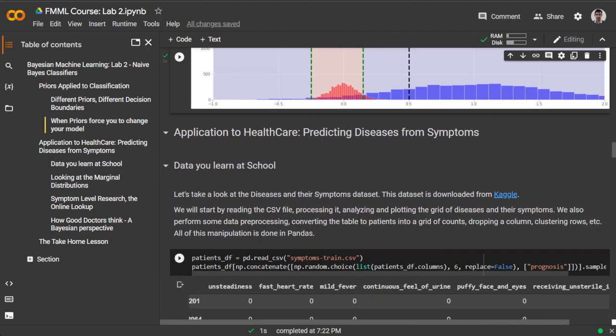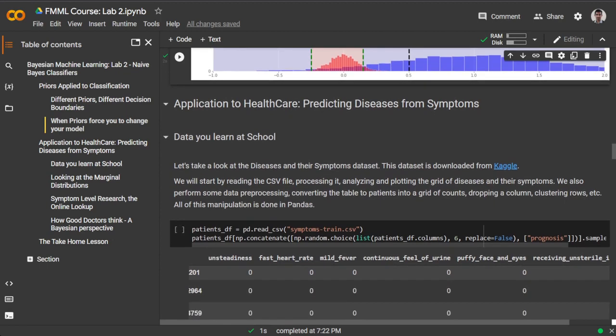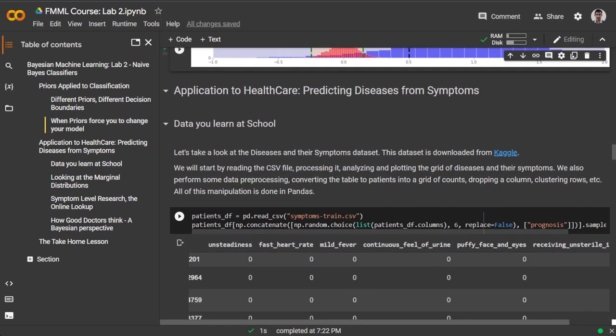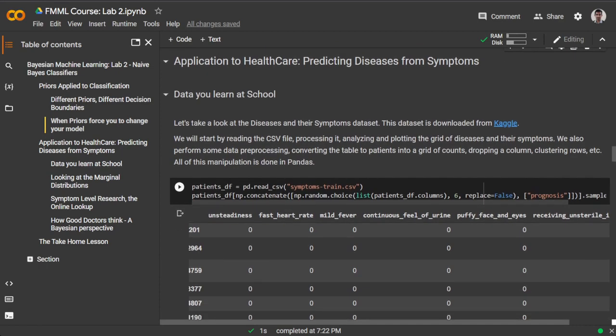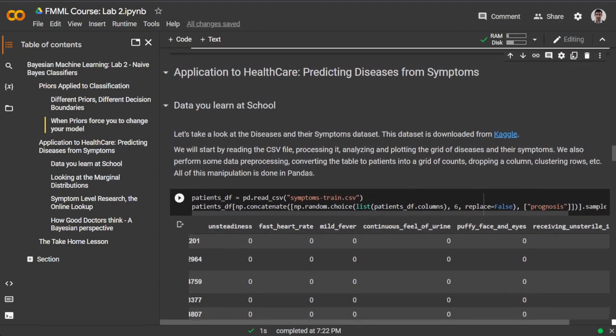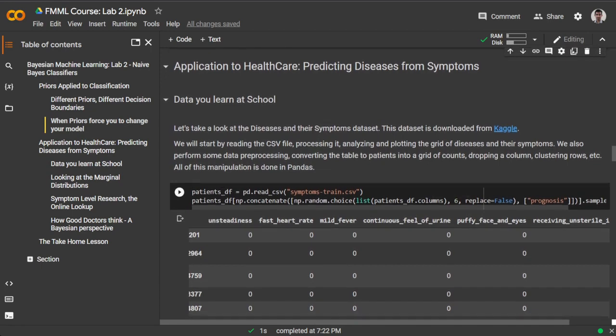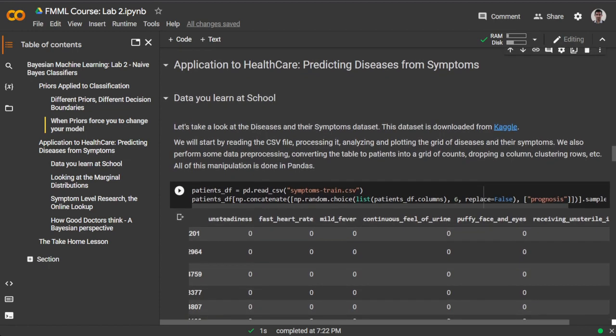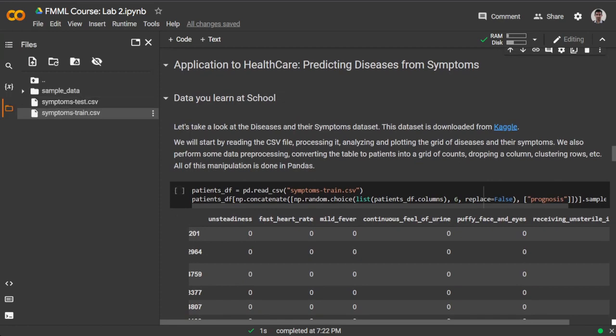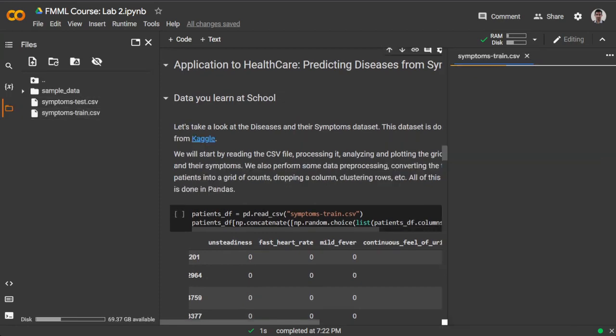Next, we move on to the application of Bayes classifiers to healthcare. Here we'll be taking a look at a dataset downloaded from Kaggle. You can search it directly on the Kaggle datasets page, and you can try to find other datasets which are similar to it. We have modified the dataset a little. So we have the training symptoms and the test symptoms. So let me try to display the CSV files.